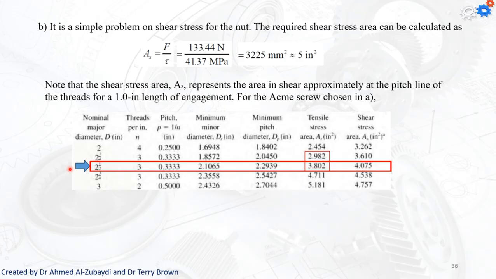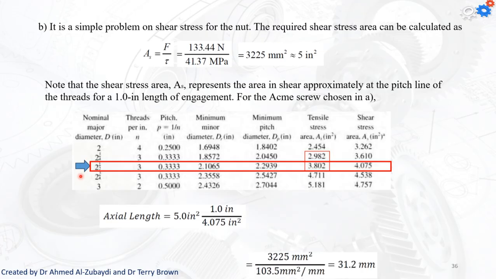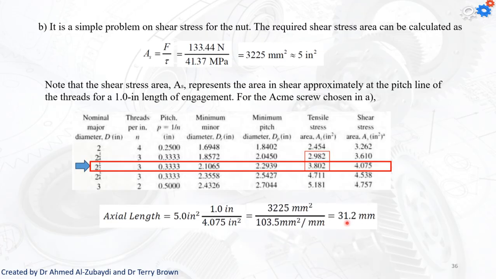Okay, so yep, that's what we're going to do. And we're going to find that the axial length is going to be equal to 31.2 millimeters. So that's it. That's the question, as simple as that. The other one is not going to be much different from it, and the required length now is 31.2 millimeters.